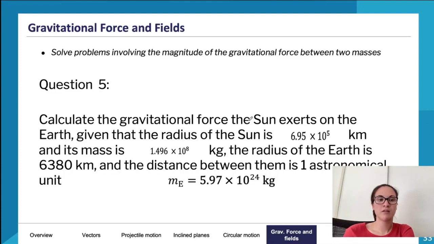So now we're going to get started on this question. This covers the criteria to solve problems involving the magnitude of gravitational force between two masses. In past exams I've seen, they tend to have at least one of these in part 2 of the exam. So make sure you know this content pretty well.